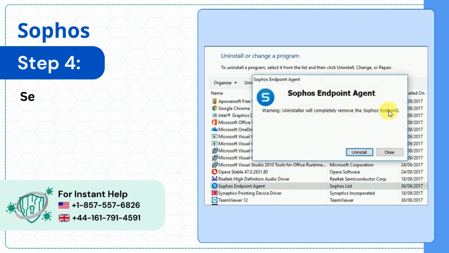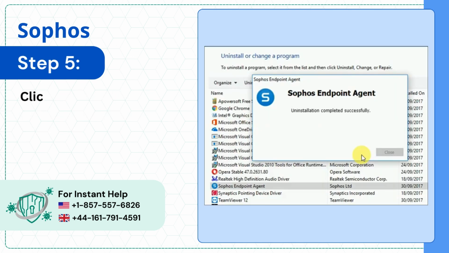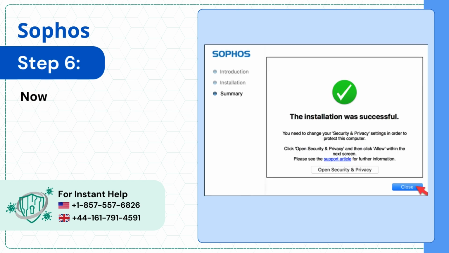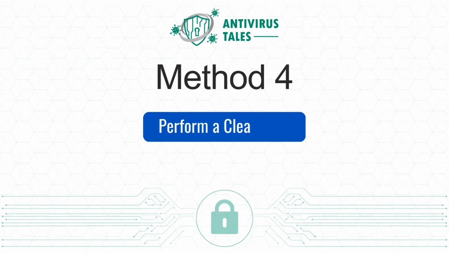Step 4. Select Uninstall in the pop-up window to proceed. Step 5. Click Close once the uninstallation is completed successfully. Step 6. Now download and try to install the program. Method 4. Perform a clean boot.